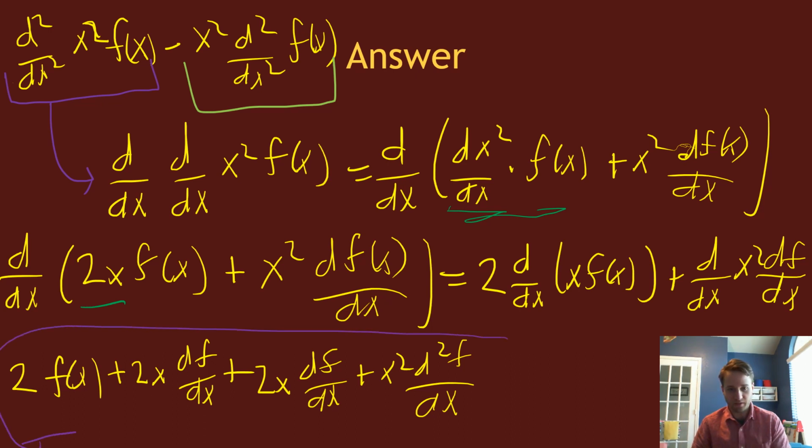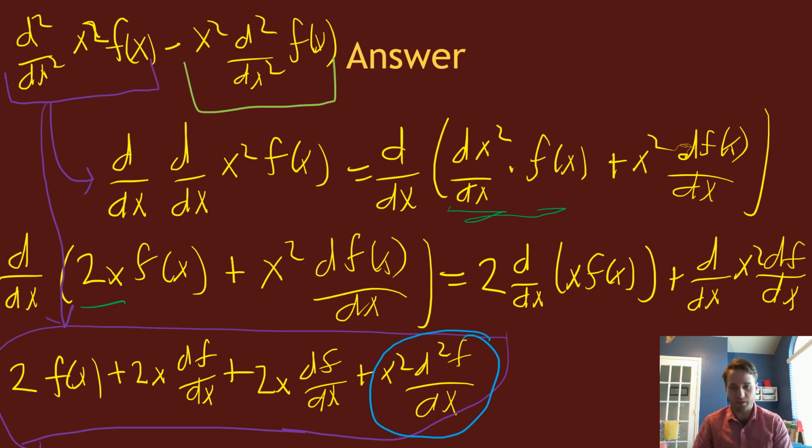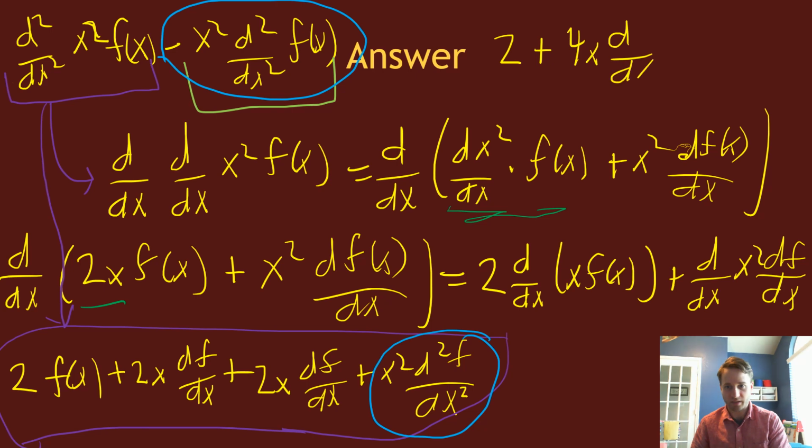So this is my simplified derivative from up above, which is not super simple. But what we can see is that I have this common term here. I have x squared d squared f dx squared, and then I have minus x squared d squared f dx squared, so those will cancel with each other. And so what I'm left with is 2 plus 4x d dx, all of this acting on f of x.